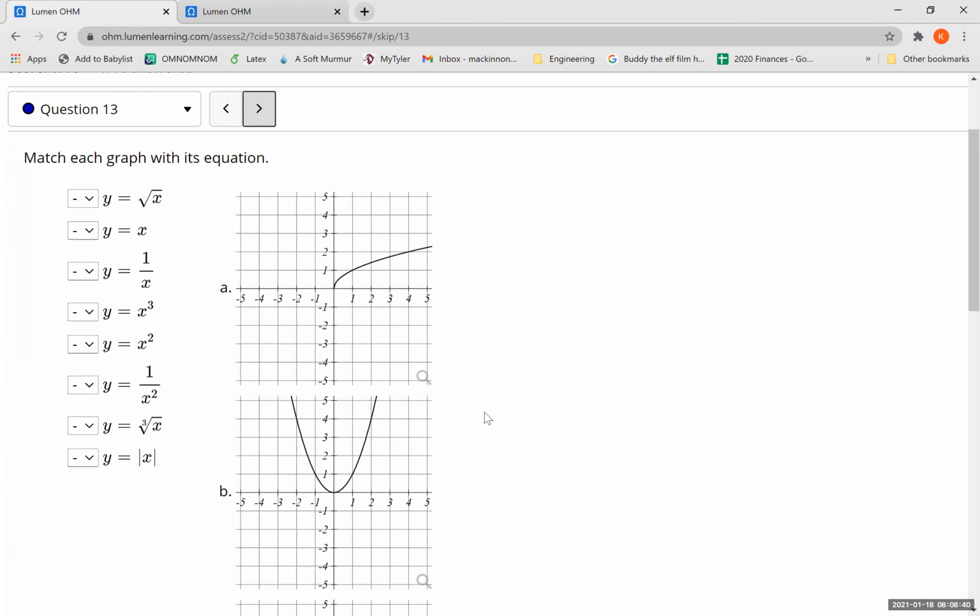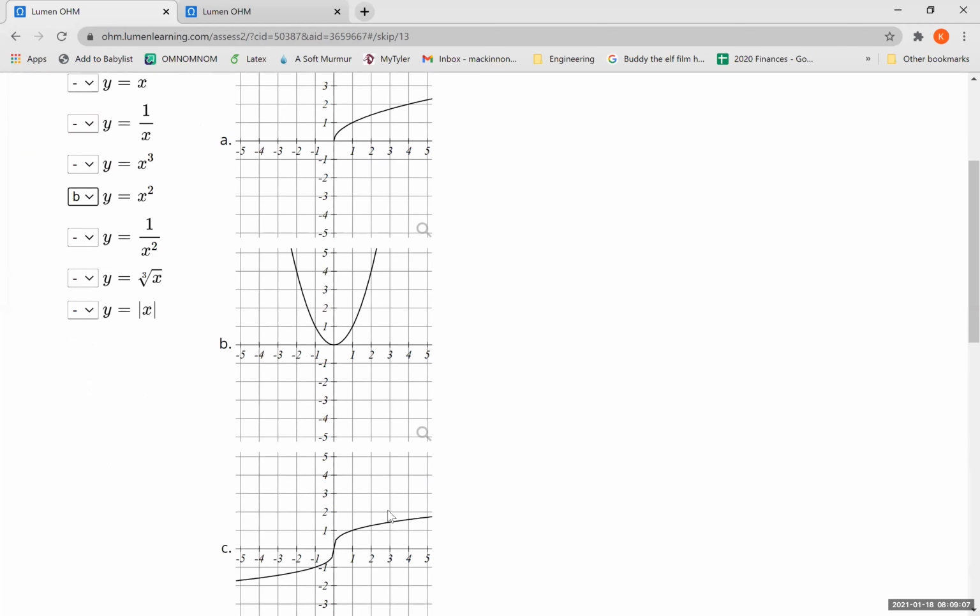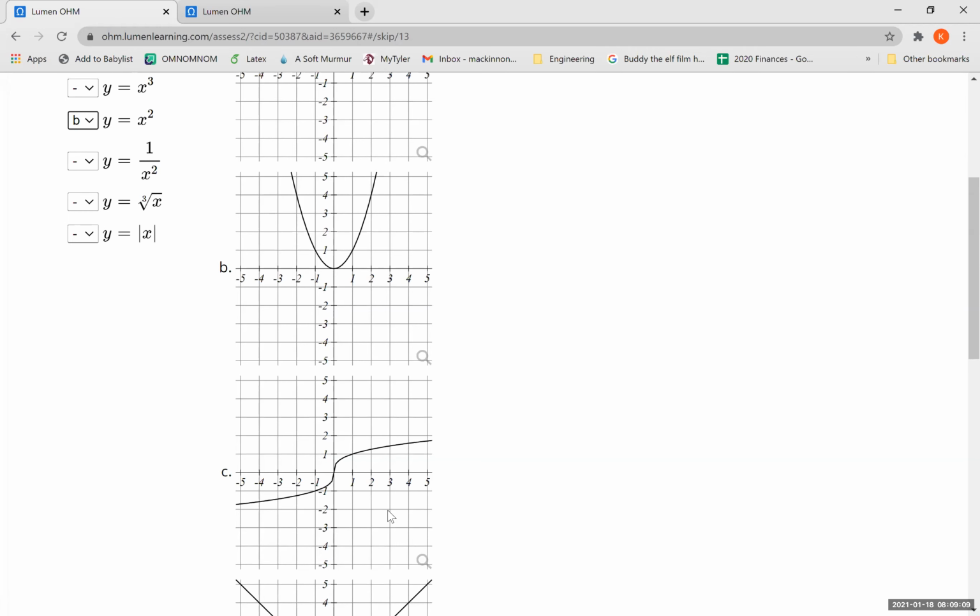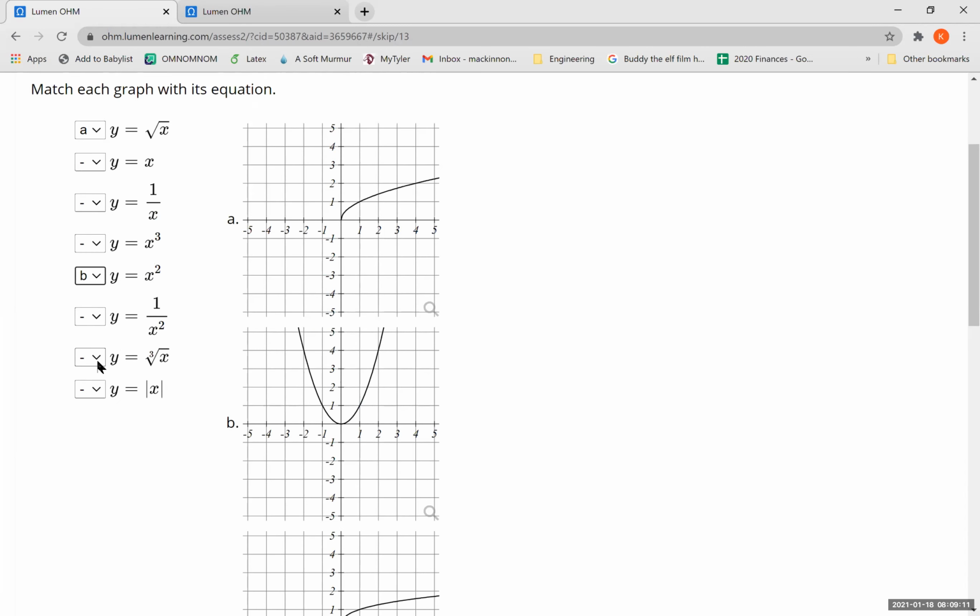Now this is a recognition question regarding graphs of toolkit functions. Again, there's really nothing fancy about this one. For the graph A, that is absolutely a square root function, so that's going to be this guy. For B, that is definitely a quadratic function, which is going to be this guy. C is going to be a cubic root. Where's my cubic root? This guy.